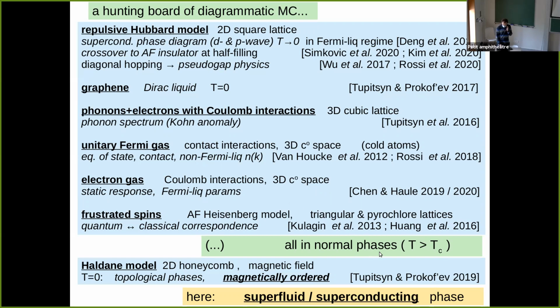So all of this is actually in normal phases above the critical temperature. There is one exception, which is a work on the Haldane model, which includes some calculations in a magnetically ordered topological phase. But for experts, they use the bold approach, and we're not going to use it here. So physically, what is new here is that we will study a superfluid, or in other words, superconducting phase.